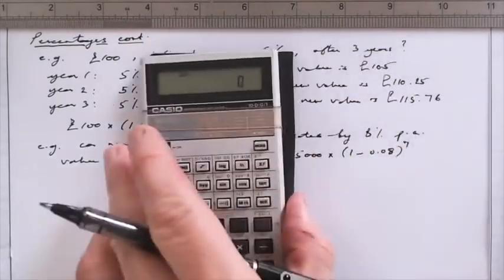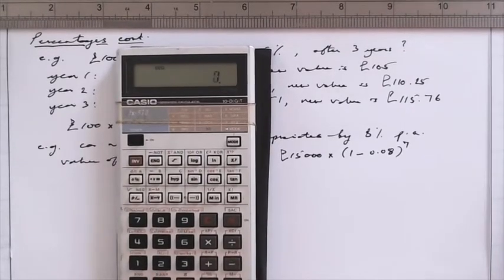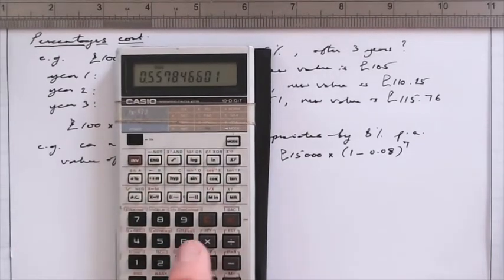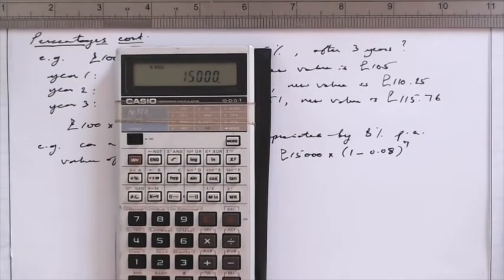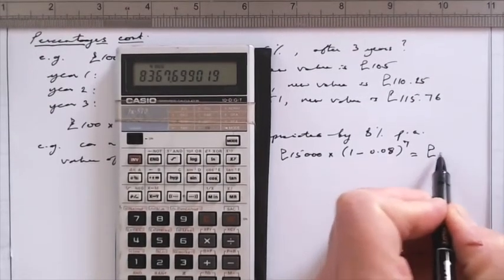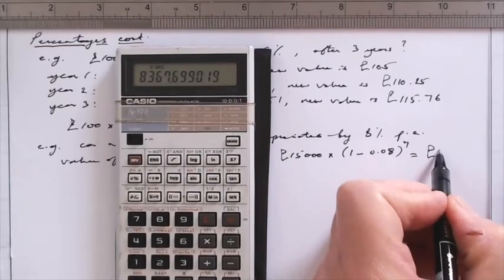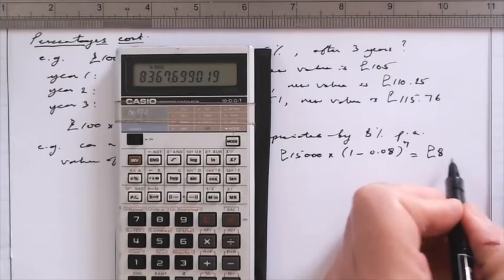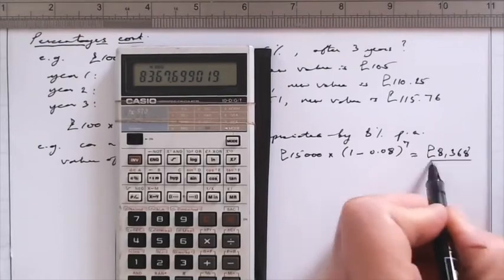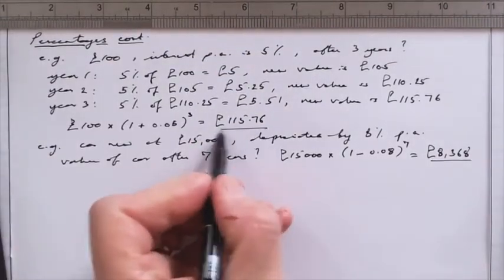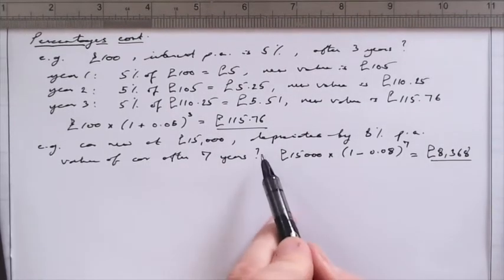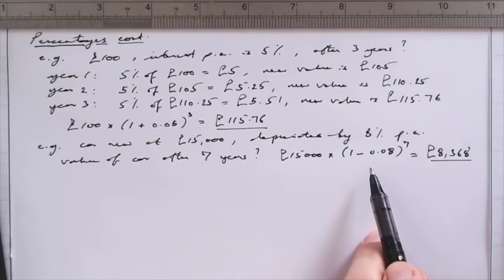So let me just do that then. I have 1 take away 0.08. I'm going to raise that to the power of 7, and I'm going to multiply it by the original value of the car, 15,000, and I get 8,300, and I'm just going to round up there to the nearest pound, £8,368. Okay, so that's how you go about calculating sort of a compound interest or an accumulated deficit year on year.